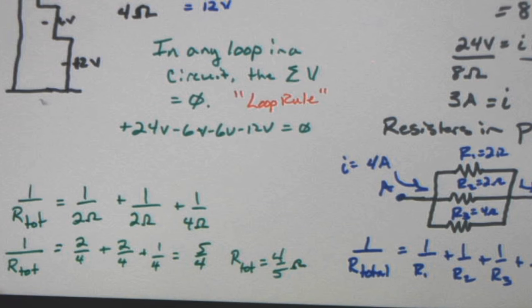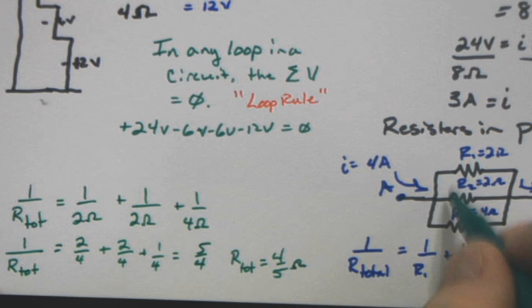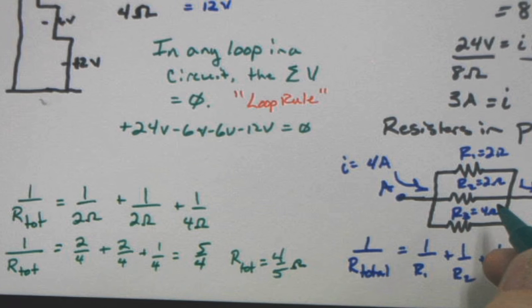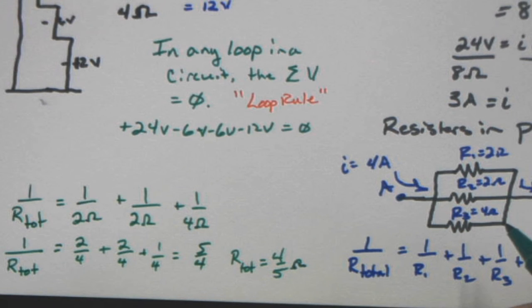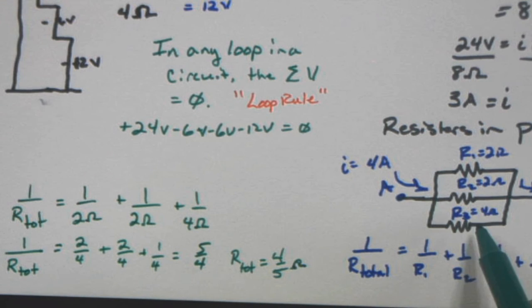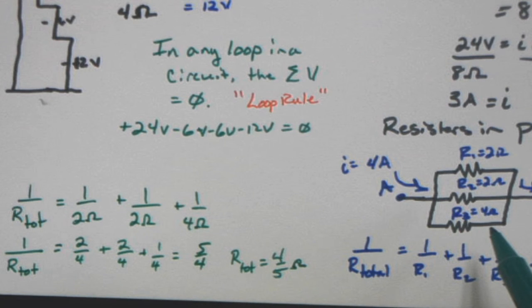So now how much current is going through each one of these? No, this is our total resistance going through, 4/5. Now, we know that any particular loop has a total voltage of 0. That means that this voltage has to equal that voltage, and this voltage has to equal that voltage. So all the voltages have to be the same. You guys follow me there?